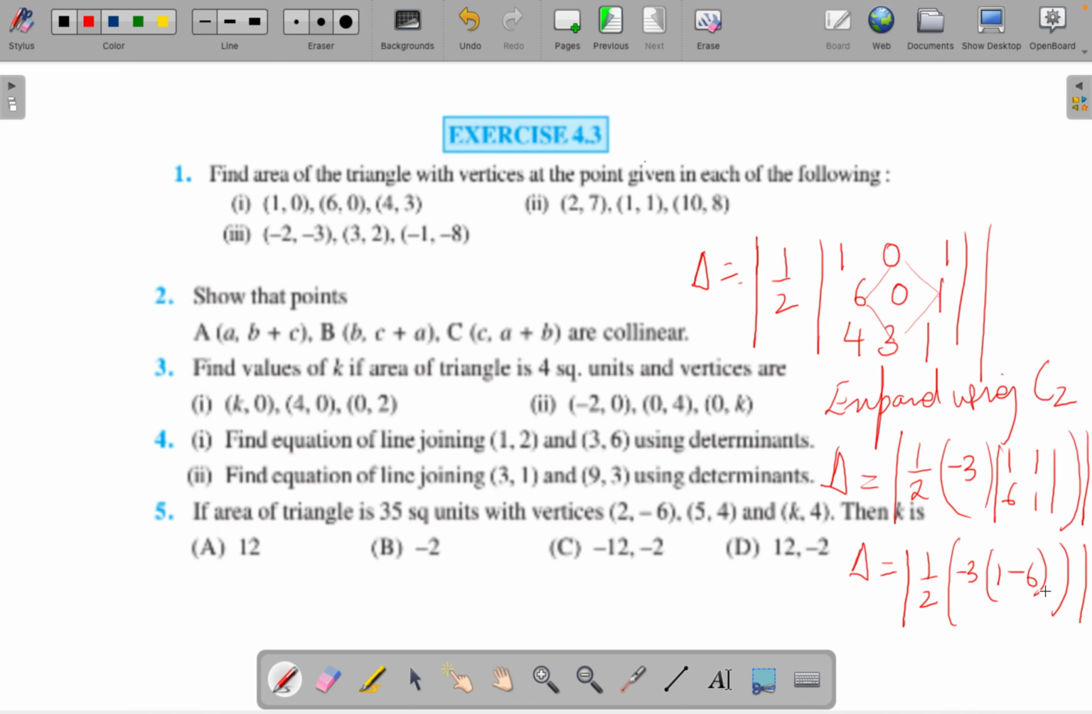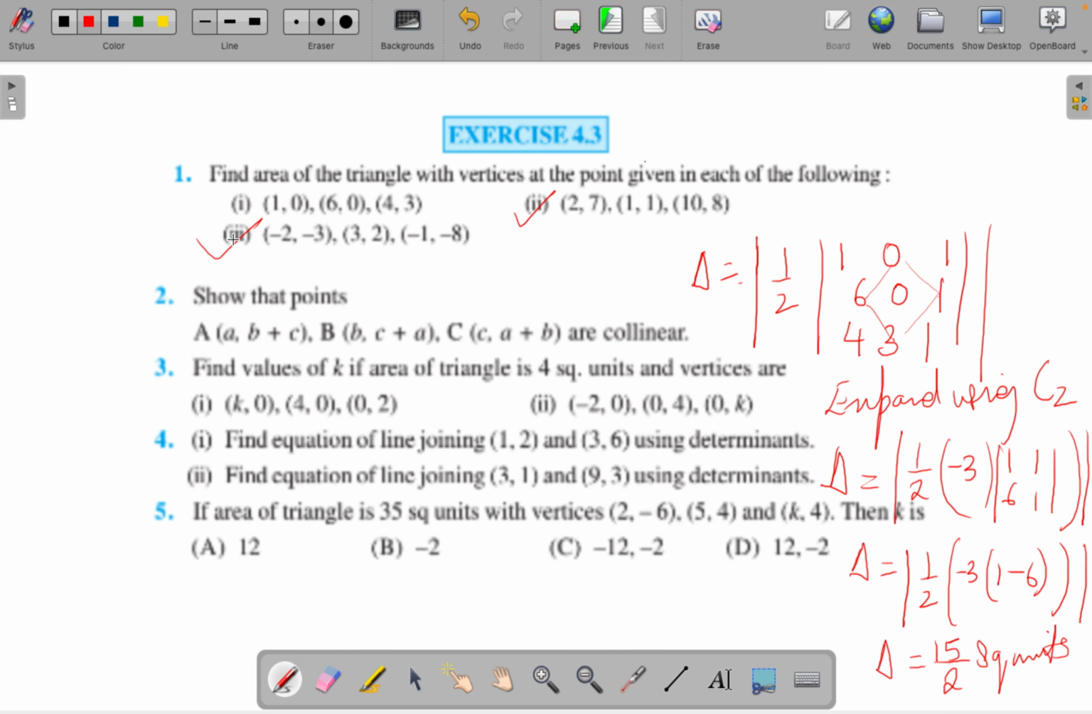So 1 minus 6 is -5 into this is 15 by 2 square units. That is how you will evaluate. Similarly, you can do the second and the third part on your own.